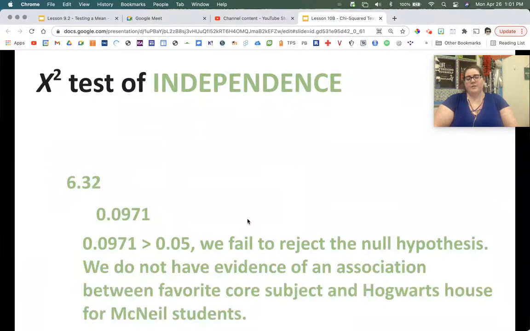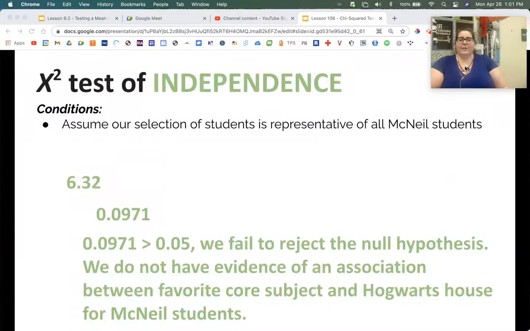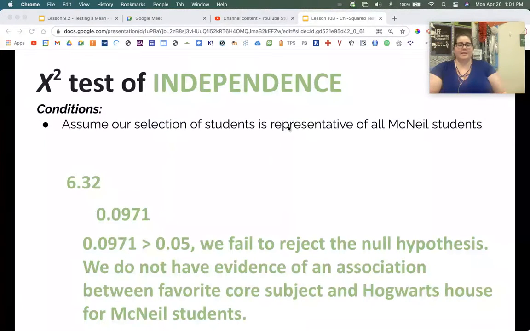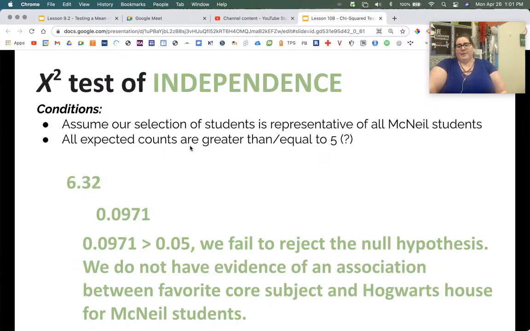Okay. Then we're going to do some calculations. Apparently I forgot to set the transition things on this, so there are all the answers. My conditions, I was given a random sample. So we're going to assume that sample is representative, but we were given a random sample of all McNeil students. And all expected counts are greater than or equal to 5 is true. Again, make sure you show your expected counts on your paper.